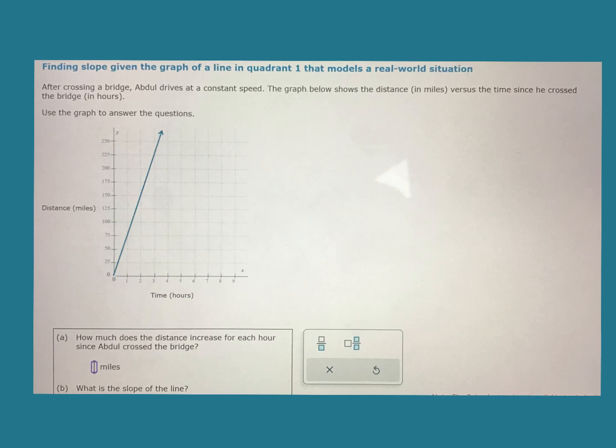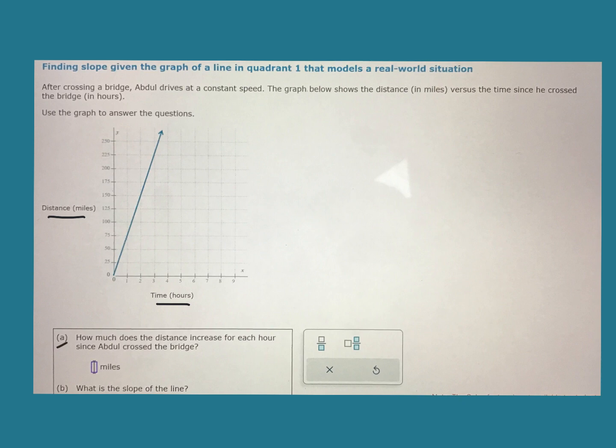In this example, we're going to look at how we can use slope in a real world type situation. So in this problem, we're looking at time in hours and distance in miles. And for our first question, how much does the distance increase for each hour once you cross a bridge? So how much does the distance go up for every hour? So we're essentially finding slope.